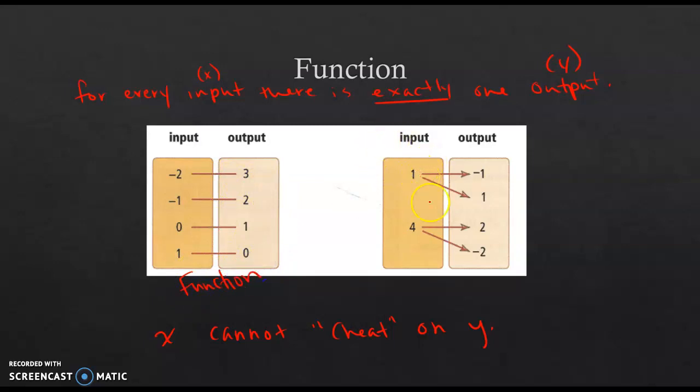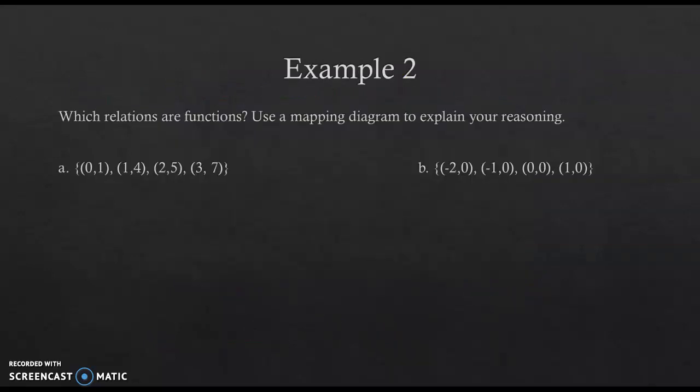The second one is not a function. And the reason is because 1 maps to both -1 and 1, and 4 maps to both 2 and -2. And really only one of these had to map to multiple y values for this to become not a function. So that's what we're looking for. We cannot have our inputs mapping to multiple outputs. All right, so which relations are functions? Use a mapping diagram to explain your reasoning.